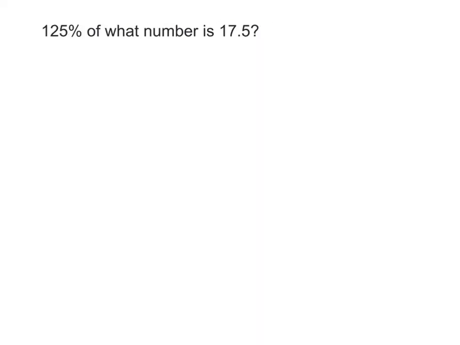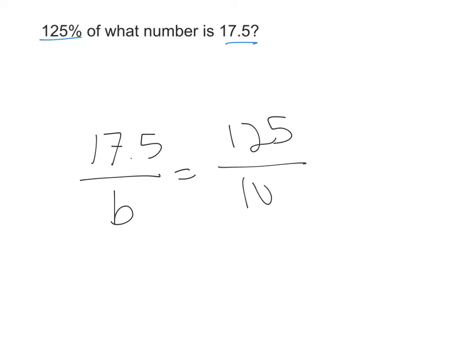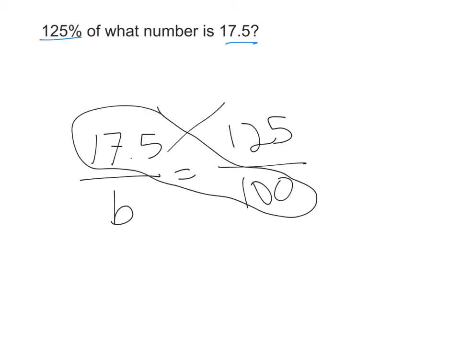Here's another form of these kinds of questions, and the one iteration we haven't really talked about yet, which is looking for the base. So this question says 125% of what number is 17.5? In this case, we have the part, and we have the percentage, and now we're looking for the base. So we would set it up as 17.5 over B equals 125 over 100. And again, we would do our cross product, although in this case it's going to look a little different. Remember, we want to multiply these two things and these two things. So let's walk through this one step by step.